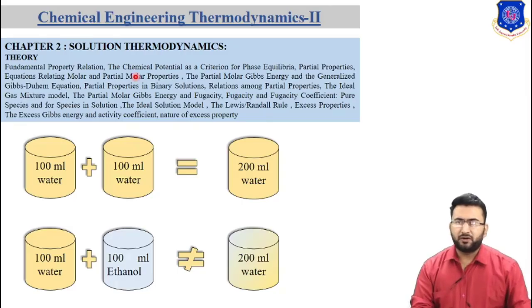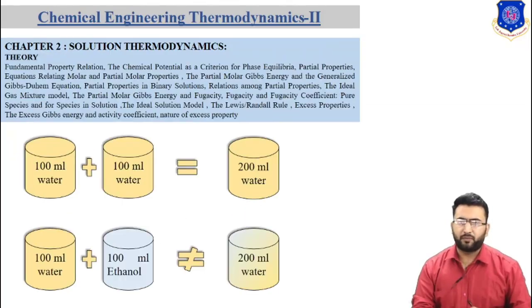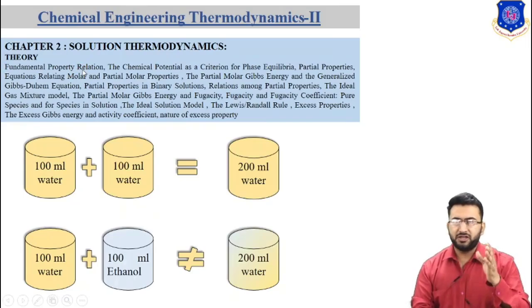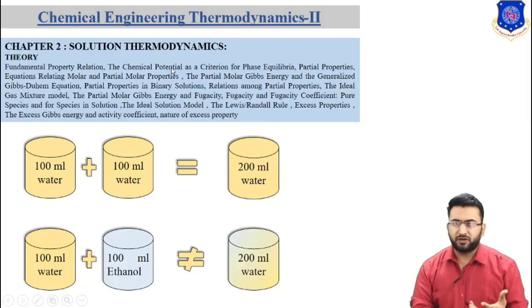Then after that, chapter number 2, which is solution thermodynamics. This chapter is divided into two categories: theory for the thermodynamic property and application for the thermodynamic property. So in chapter number 2, we will talk about the fundamental property relation that relates internal energy, enthalpy, Gibbs free energy and Helmholtz energy. Using this equation, we can generate the data for the chemical potential and talk about the chemical potential.